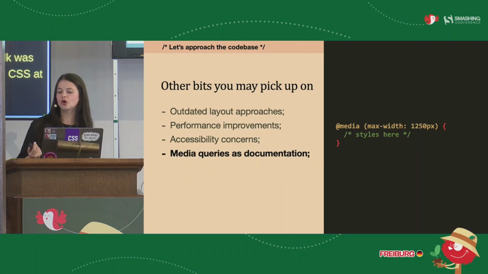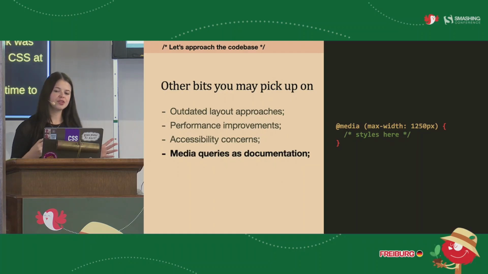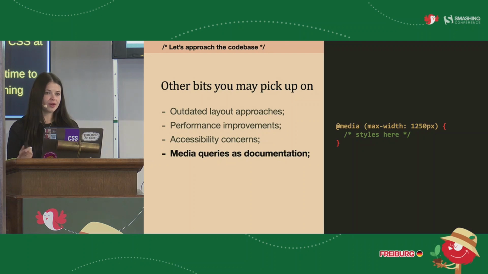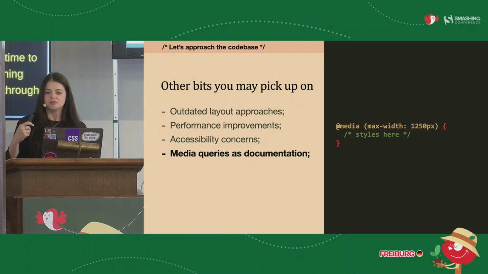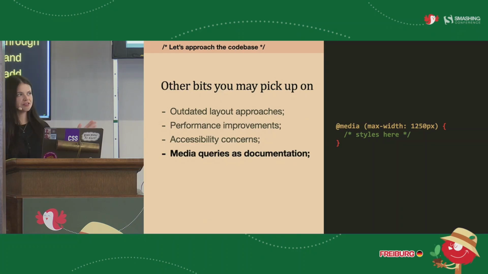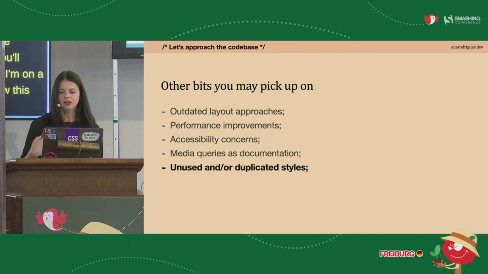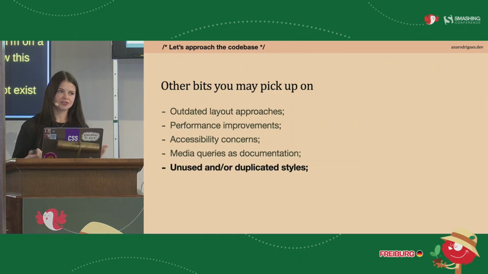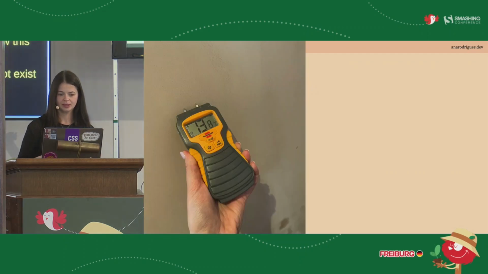And another thing you'll notice as you scroll through the code is media queries and responsive behaviors that add layers of complexity that aren't immediately visible. These are also incredible documentation, because you'll often see things like, oh, if I'm on a small resolution, don't show this thing. And that's product documentation that may not exist anywhere else. And also the unused and duplicated styles that we all can probably spot.